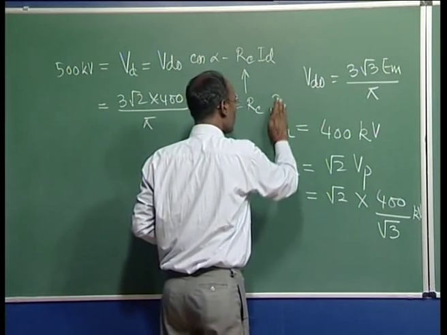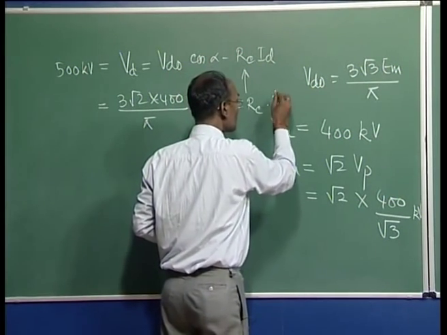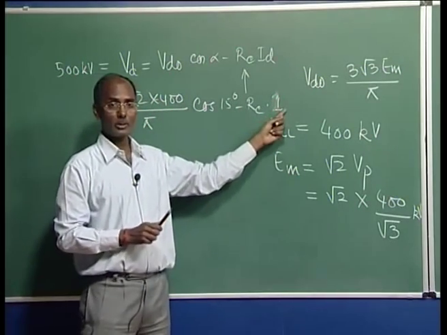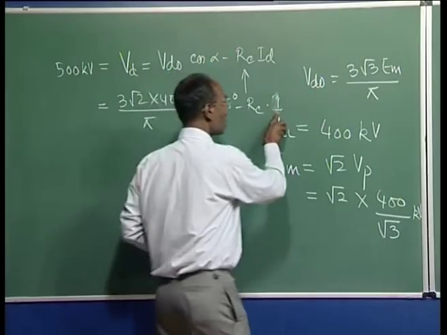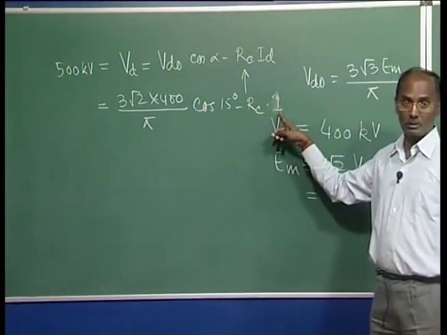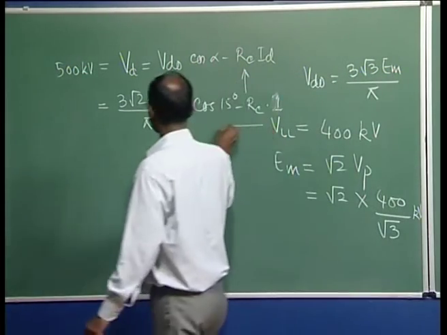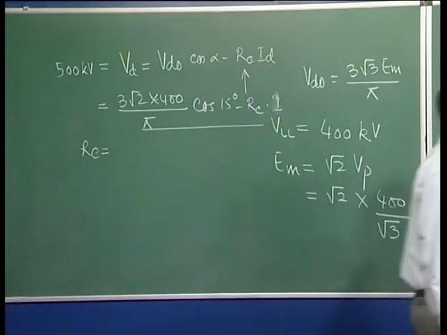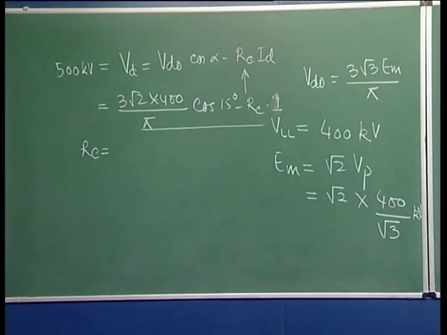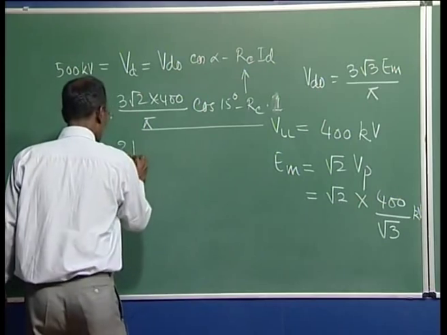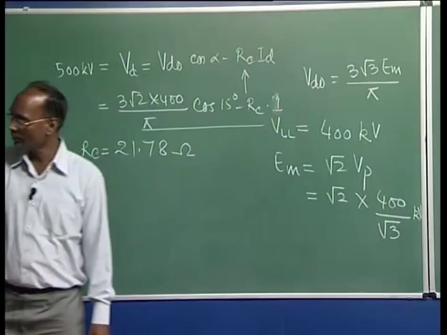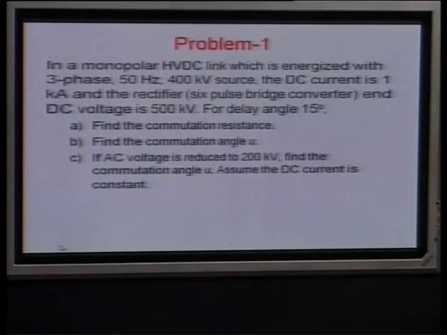Now I_D is 1. Remember, all the units should be in kilo: this is in kilo, so 1 is also in kilo and it is cancelled. So I am using 1, not 1000. Once you solve this, you get your R_C value, and as per our calculation it is 21.78 ohm. So this is the commutation resistance that was asked.